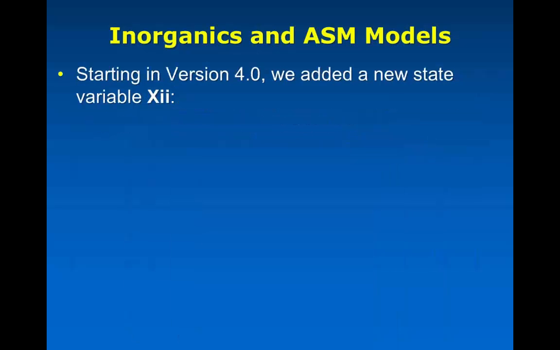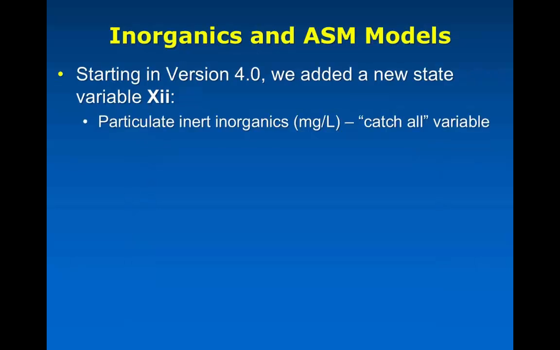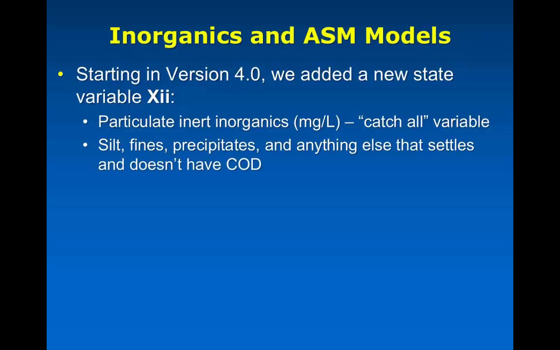So starting with version 4.0 of GPS-X, we actually added a proper new state variable called XII, which is particulate inert inorganics. And it's a bit of a catch-all variable in the older, simpler models. Any sort of fines and silt and precipitates and basically anything else that settles out that doesn't have any COD in it falls under this particular category.